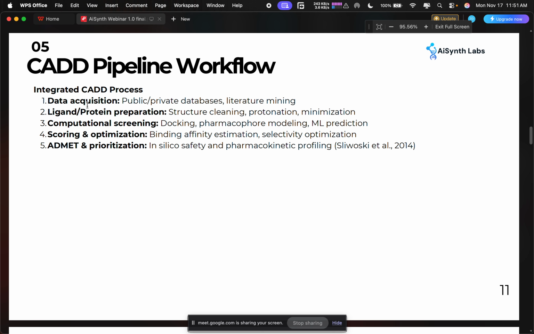So you acquire your data from public and private databases. You do literature mining. You get your ligand, you get your protein. You do some computational screening, be it docking, pharmacophore modeling, and ML prediction. Then you score your compounds, because you're going to be getting a large amount of compounds that you want to run through the model, and you want to score them to check which one actually does have a good binding affinity score, because we want to work with a drug that is potent, because the higher the binding affinity, the higher the potency of the drug. Yeah. So the higher the affinity, the higher the potency of the drug.